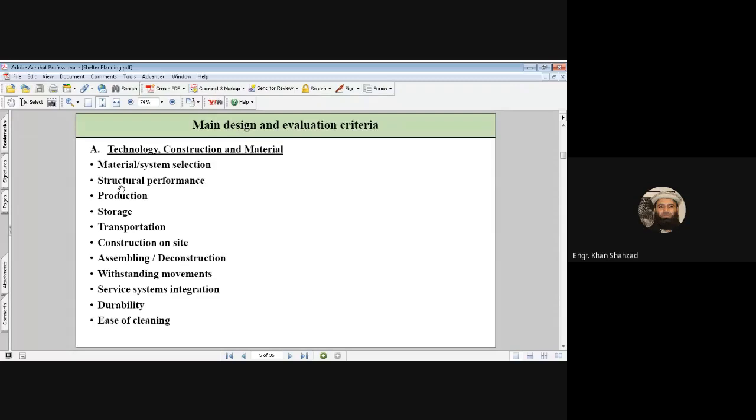Then once you have selected the material, you have selected the system, you know about the performance of this system, then what about the production? Can you make available the production of all these materials or all these systems or all these structures, so that you can make the shelters or the buildings for these people on time, and completed within the stipulated period of the project?